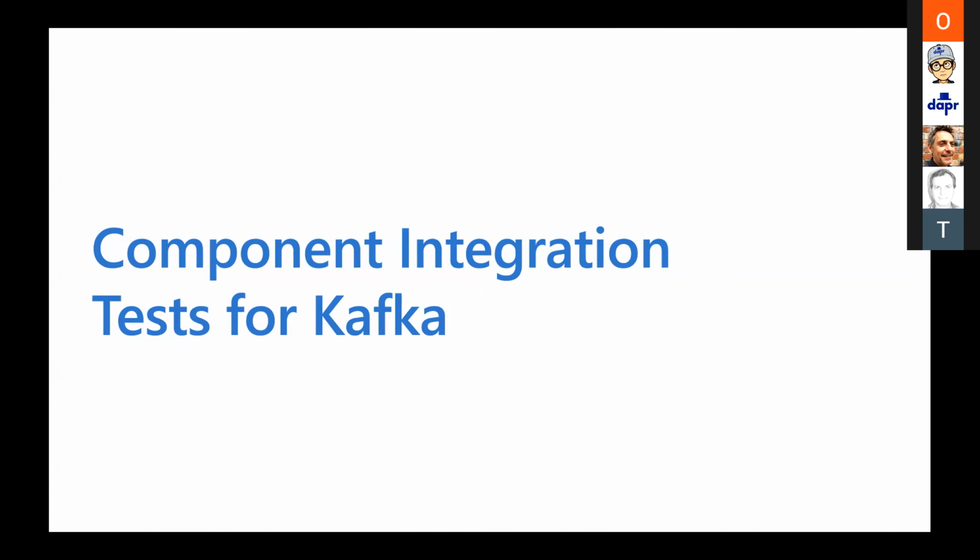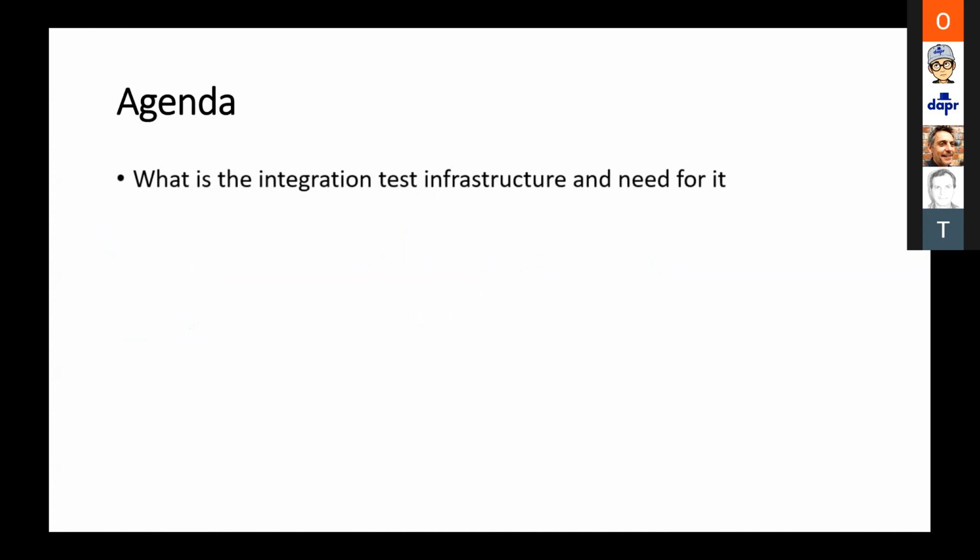So let's get into the agenda for today. First of all, we'll be looking at what the integration test infrastructure is and what was the need to have it. We'll be going through the test scenario with a Kafka example. We'll be going through a demo for it. And in the end, we'll go through a basic test flow diagram as well to understand how the test flow in general looks, whether with Kafka or without it.